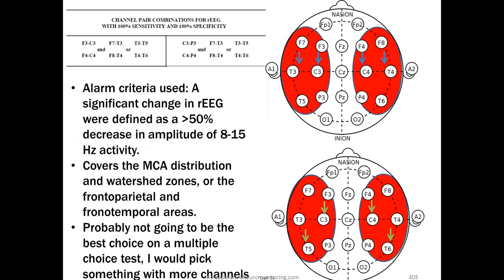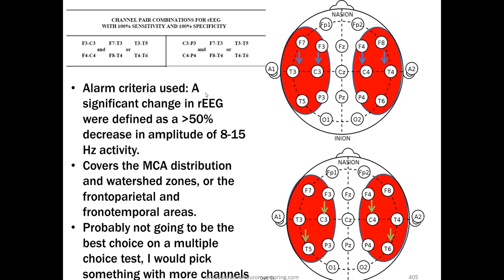Channel pair combinations for raw EEG with 100% sensitivity and specificity. So I think this is the Croft study, where when they had this montage up here in the upper left-hand corner, they had a perfect record, right? 100% sensitivity and specificity for calling a change that was significant for ischemia, and they didn't miss anything either.